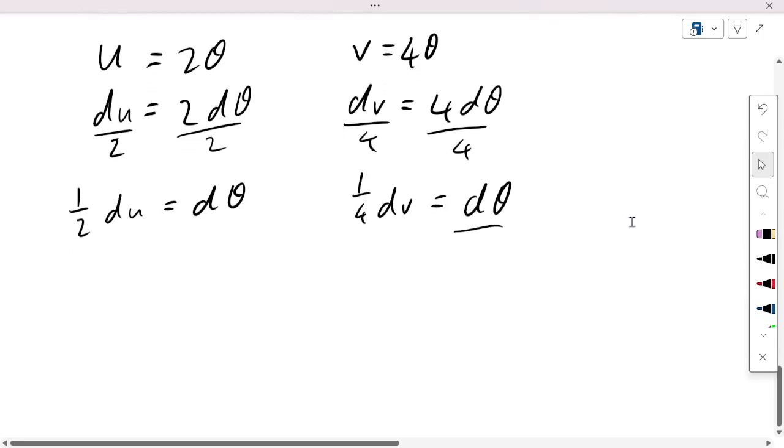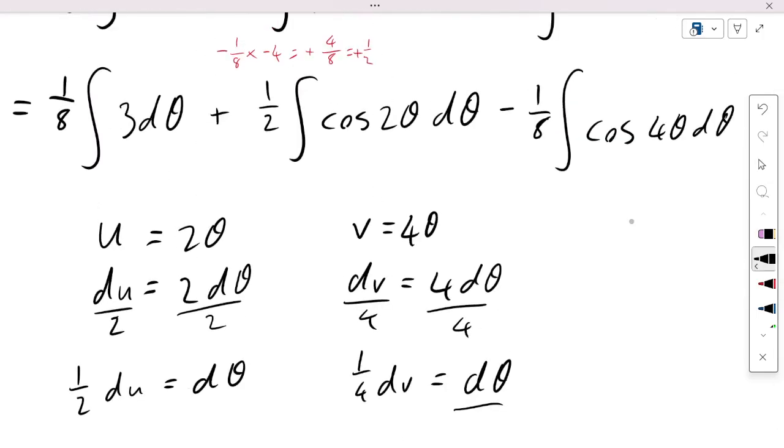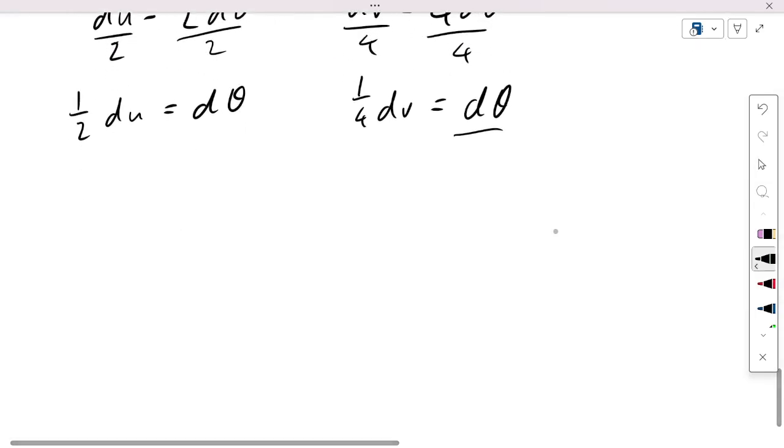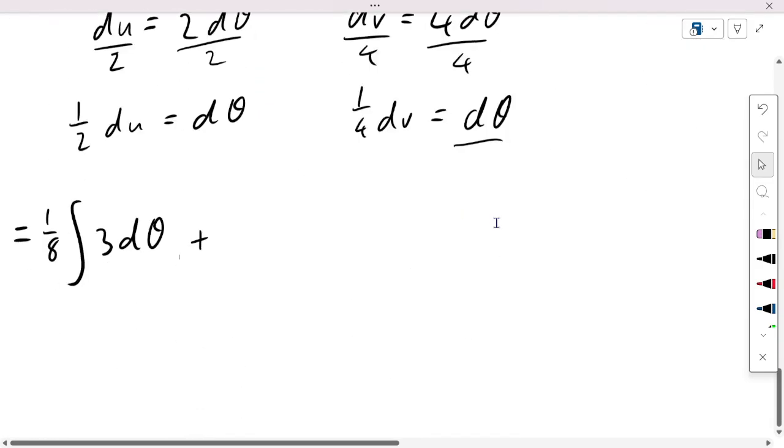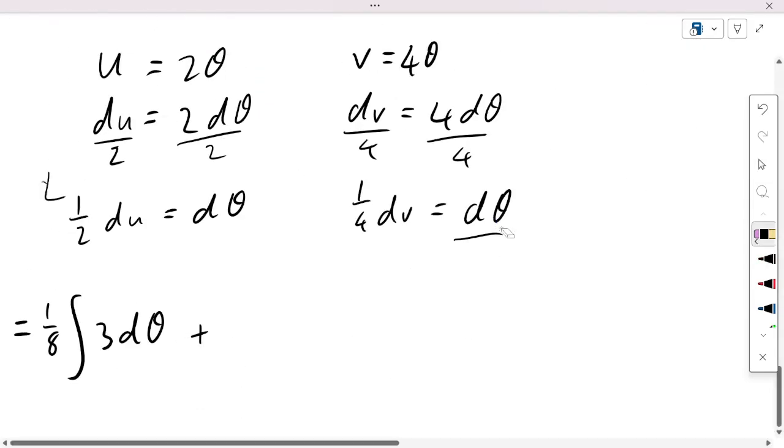So now we're going to substitute. First of all, the first integral here, we can directly integrate, but let me just write it again. So this is going to be equal to 1 over 8 integral of 3 d theta. And over here, we are going to have plus a half. Because we are assigning this one first, the half one, we're going to take the half out of the integral. So it's going to look like this: a half multiplied by a half. And what is a half multiplied by a half? We will have it as 1 over 4 integral.